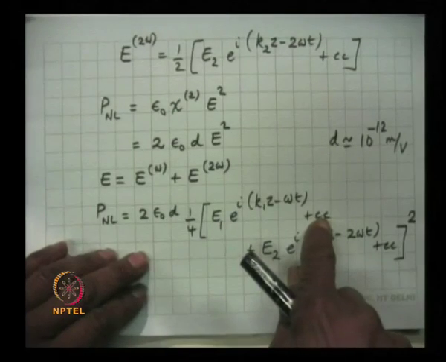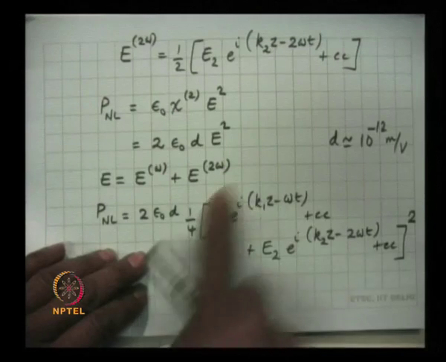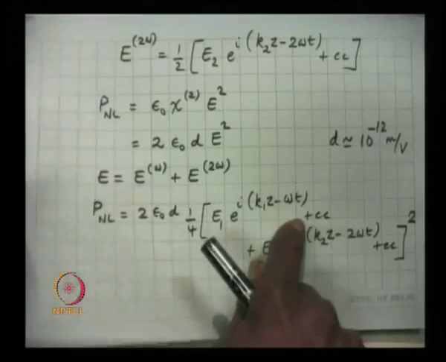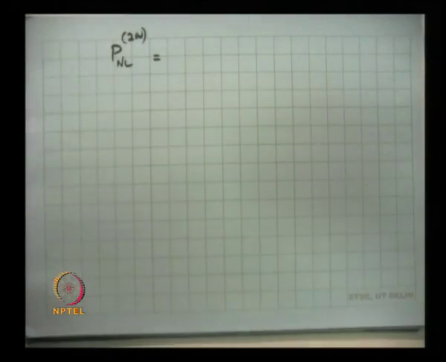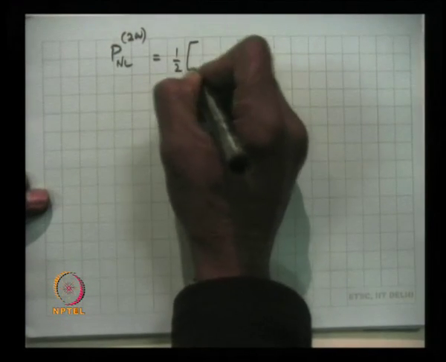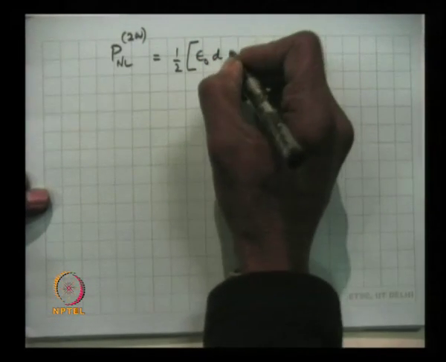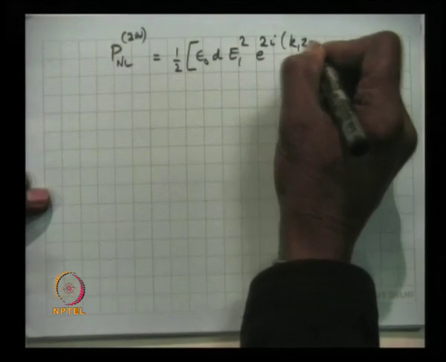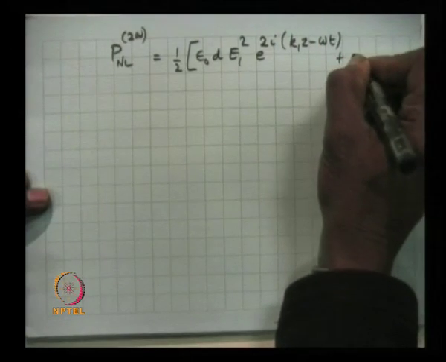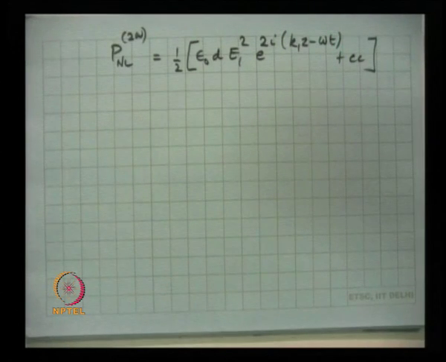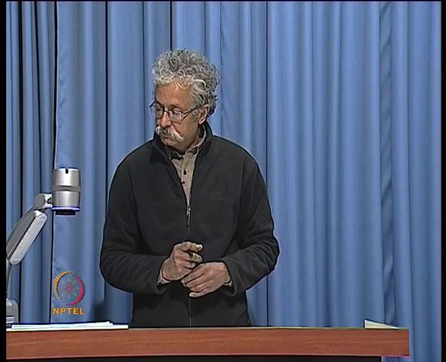this square. Please remember, because the total function is real, for every complex number I get, I will have a complex conjugate. So this factor of 2 and 1 by 4 gives me half. So, half, let me write inside as epsilon 0 d E 1 square e to the power 2 i k 1 z minus omega t plus complex conjugate, and there will be no other term. None of the mixing terms in this square will give me a frequency 2 omega.